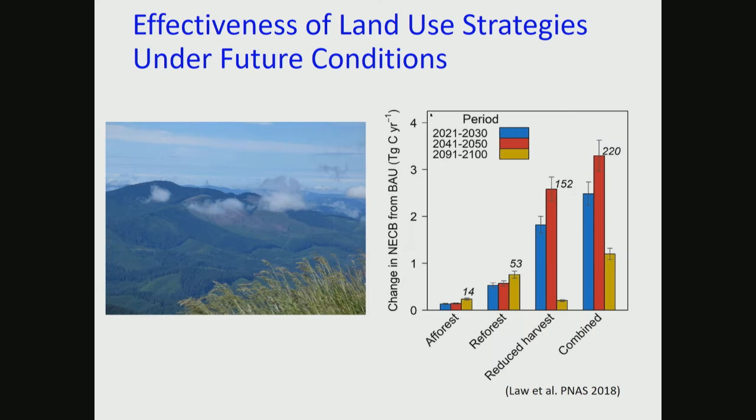So effects of land use strategies. We looked at afforestation, where it used to be forest more than 50 years ago, reforestation of areas that had been cut, such as in the picture, or had experienced other disturbances. And then preserving forest land on federal lands, just a portion of it. And then extending harvest cycles, doubling the harvest cycles.